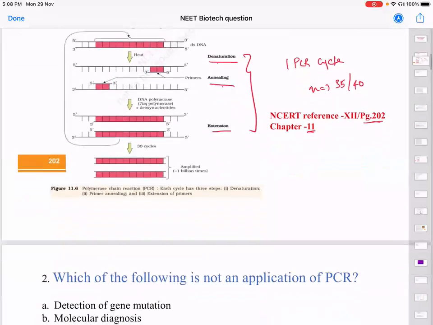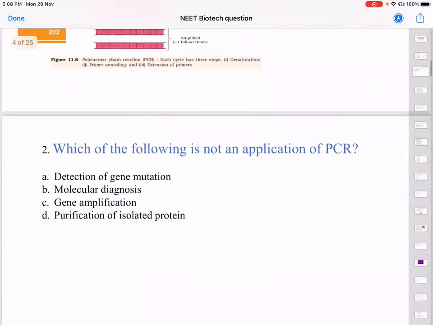Fine. So the second question is, which of the following is not an application of PCR? This is another question from PCR. This application aspect is not from biotechnology principles but from biotechnology applications, for which we have to know what exactly PCR is, which is described in chapter 11. If anyone wants to know exactly what PCR is, there is a video already given in our channel, so you can go through that to have a clear-cut idea of what PCR is.